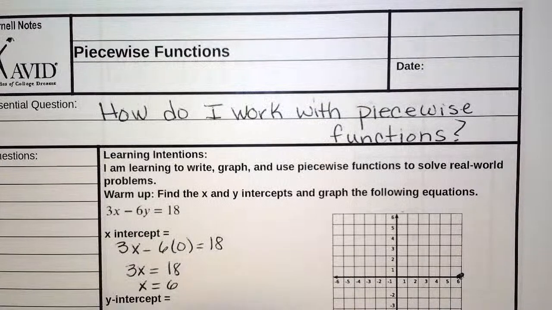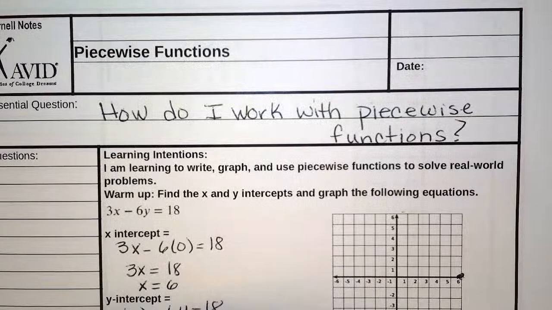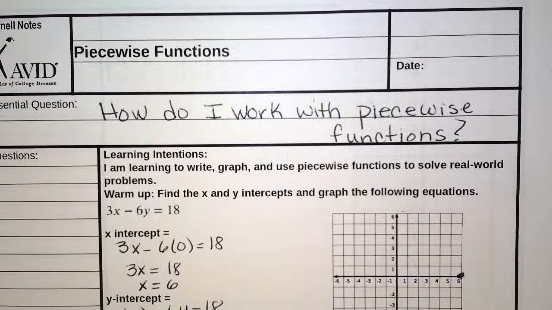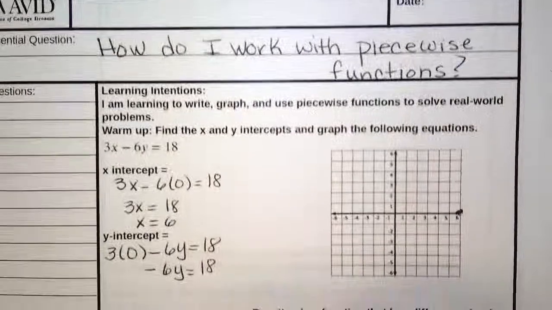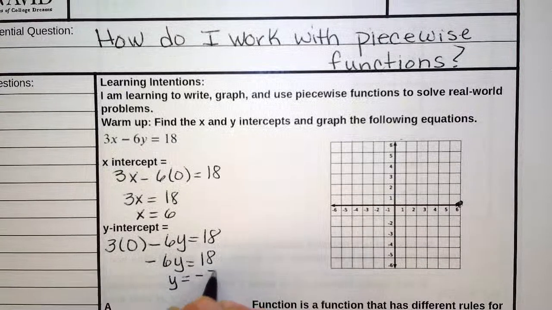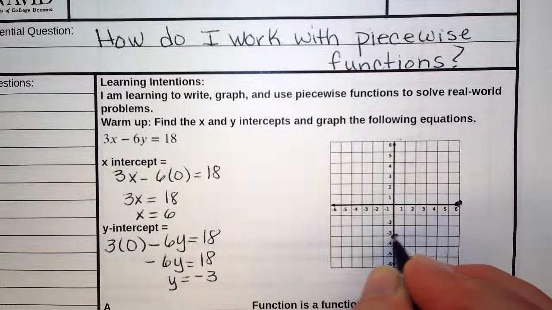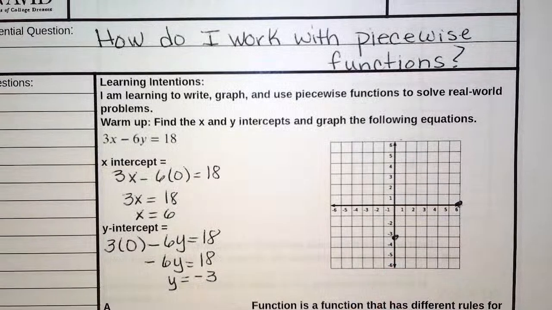For the y-intercept, that's where x is equal to 0. So 3 times 0 minus 6y is equal to 18. Negative 6y is equal to 18. Divide by negative 6, and y is equal to negative 3. So this is (0, -3). You now have the 2 points you need, and you can graph.